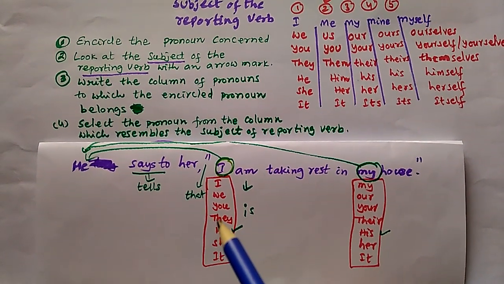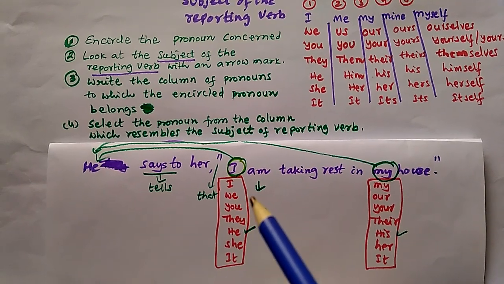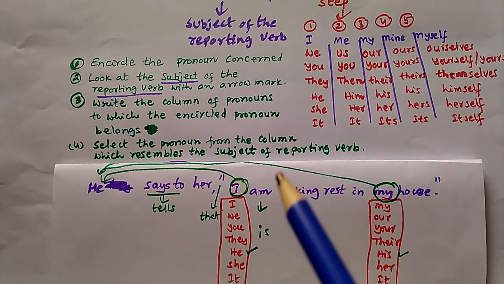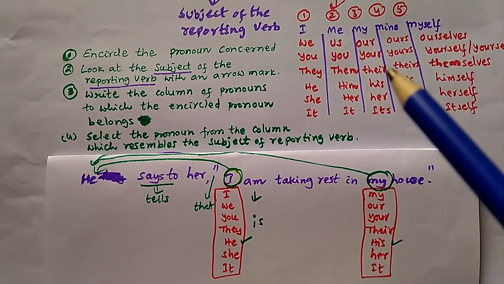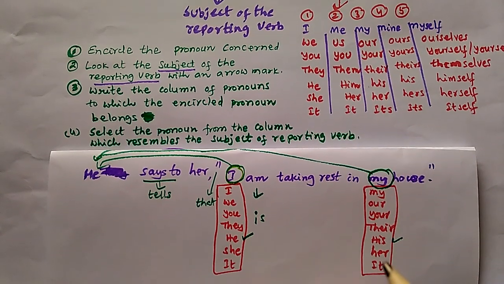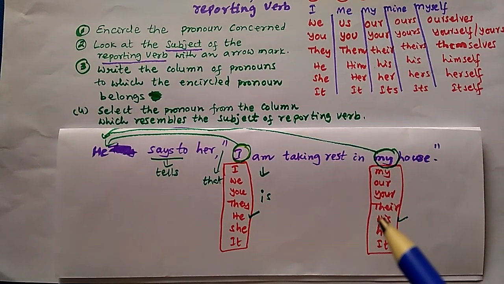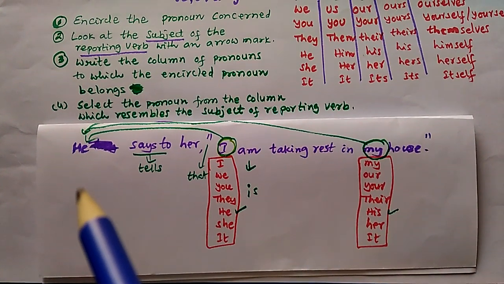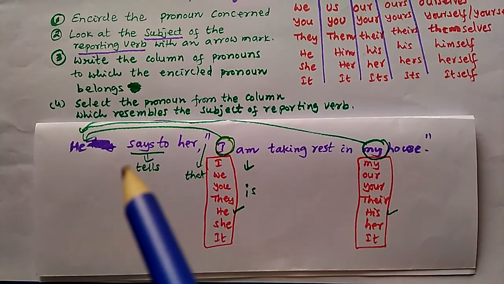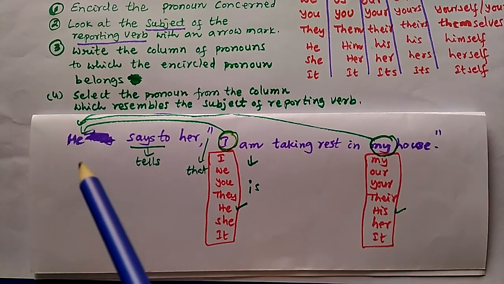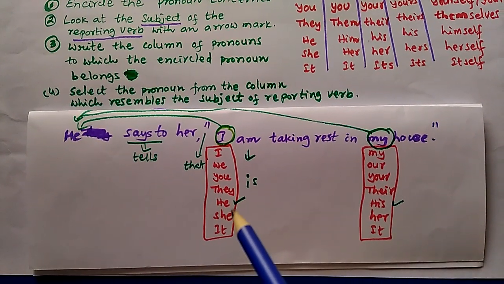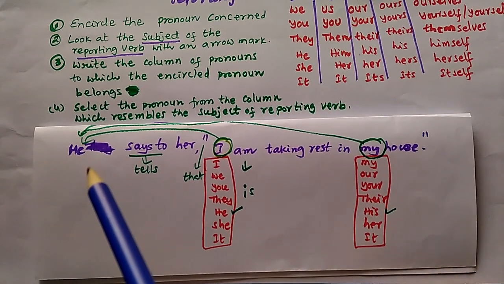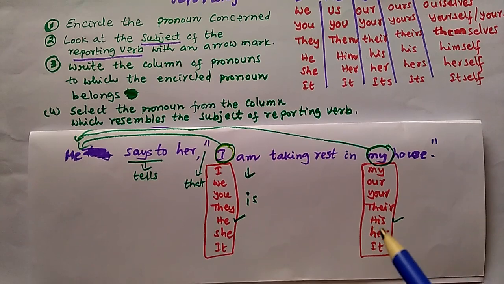Then we have to write the columns of the pronouns to which the encircled pronouns belong. Here I belongs to this first column, so the first column is written here. And my belongs to this third column, so this third column is written here. And then we have to select the pronoun from the columns which resembles the subject of the reporting verb. Here I looks at the he, and he here resembles he in this column. So he is selected.